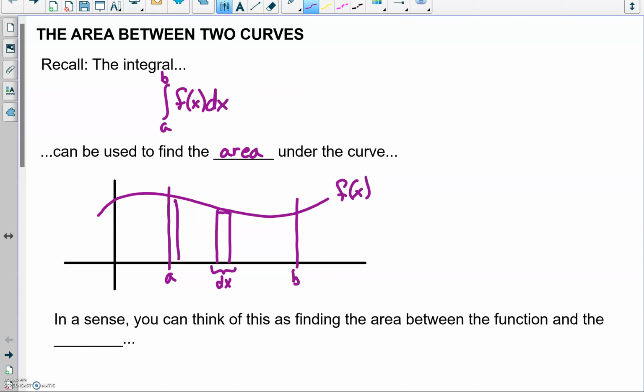You would technically pack in an infinite amount of these. They would get infinitely narrow. The dx would essentially be almost zero. So you've got an infinite amount of these rectangles packed in, so you don't have any gaps between the height of the rectangle and the curve in certain places like we do here. But the idea is that you're just summing up an infinite amount of rectangular areas. So one way you can think of this concept of finding the area is that it's really like finding the area between the function and the x-axis.